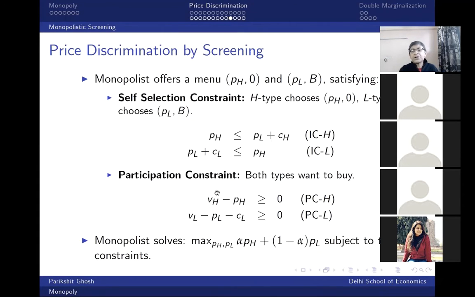But the seller also has to make sure that the buyer has a third option, which is to walk away, which is not to buy. So the seller has to make sure that neither type of customer exercises that quit option, not buying. So that gives us the two participation constraints. And the seller will try to maximize expected profit, which is the same as expected revenue because we have assumed no cost of production.